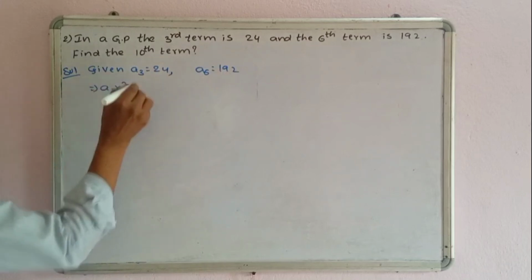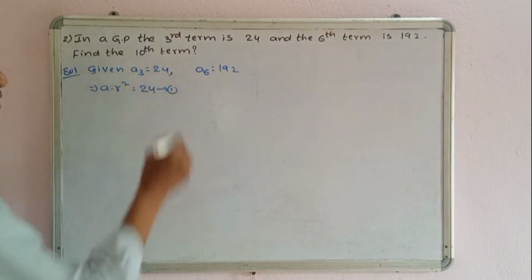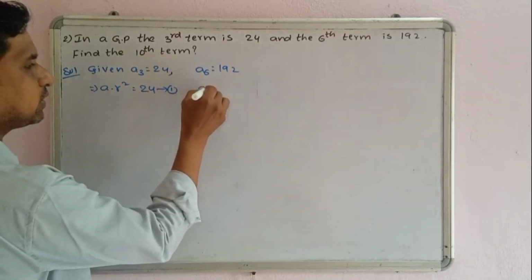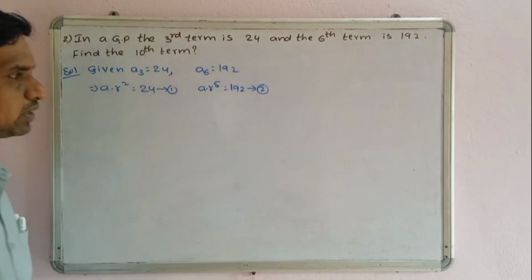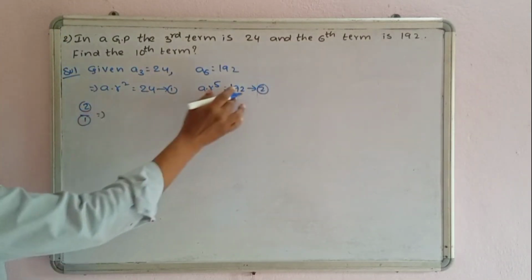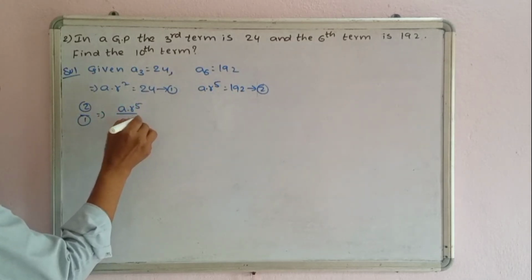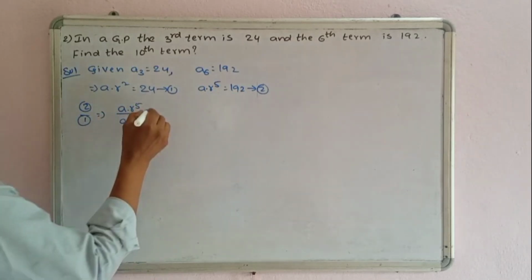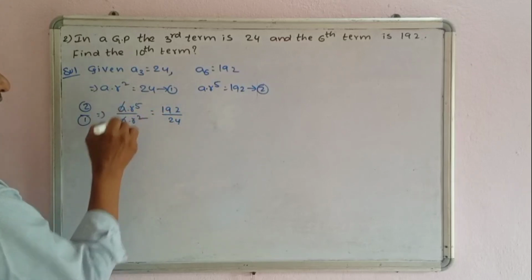So what is the A3 formula? A times R square equals 24. Say it is 1. A6 means A into R power 5 equals 192. Say it is 2. Okay, now divide 2 by 1. ఏమవుతుంది 2 by 1 చేస్తే A into R power 5 by A into R square equals 192 by 24. So A gets cancelled.